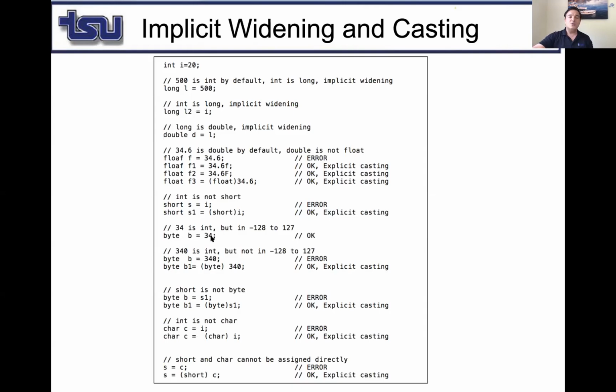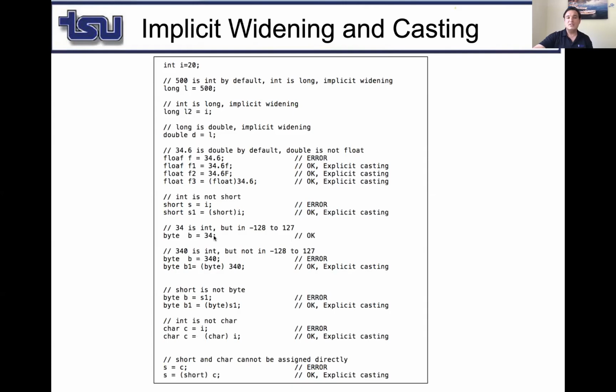Byte b is equal to 34. Previously, I said that 34 is an int, and int is not a byte. Well, if you assign i to s, you will get an error. But if you assign a number which is in the range of byte, what was the range of byte? Negative 128 to positive 127. 34 is in the range of what? Byte. So this is perfectly okay.